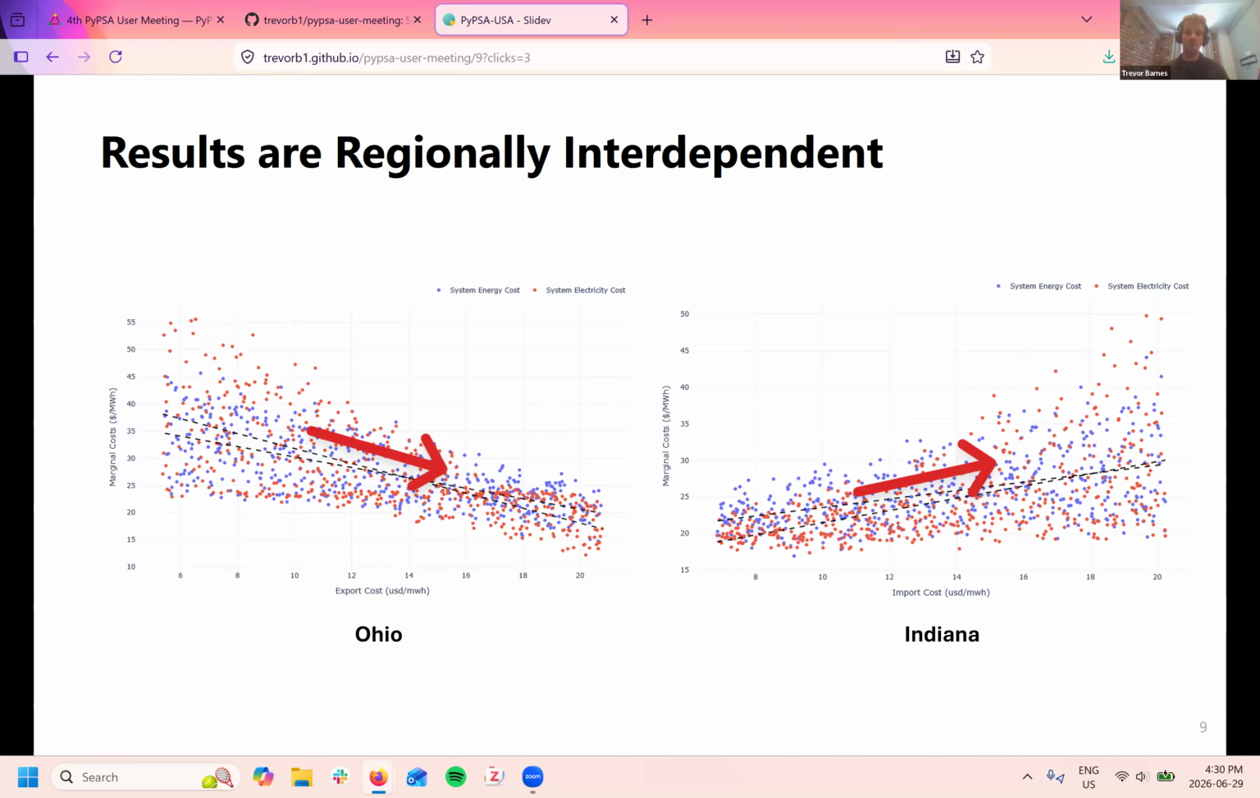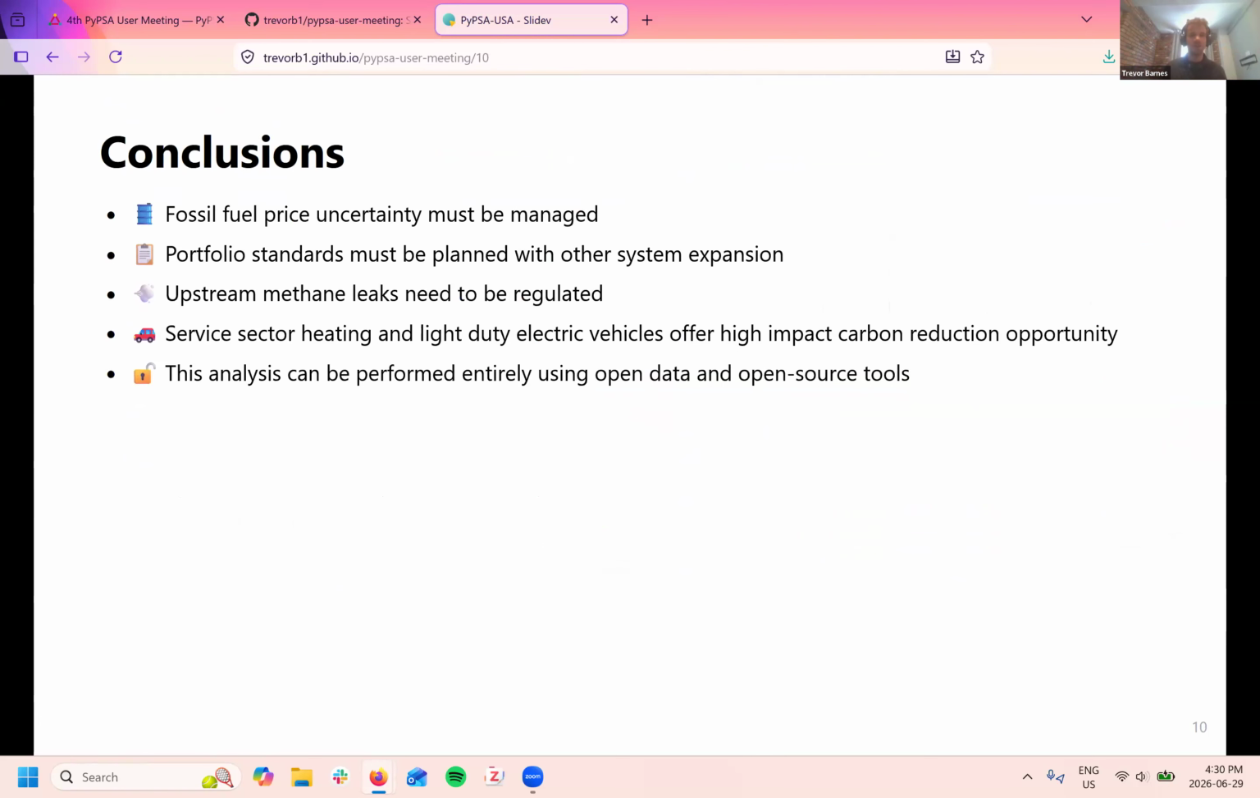And this is not a novel result. I know lots of other literature states this as well. However, I think this just paints it really clearly that ensuring that states work together at larger regions to maximize social welfare is really important. So you don't have winners and losers. And just in my last 30 seconds, I will highlight some conclusions.